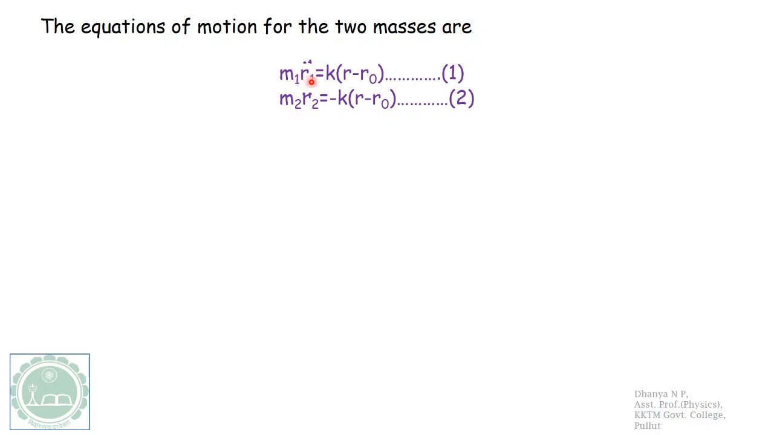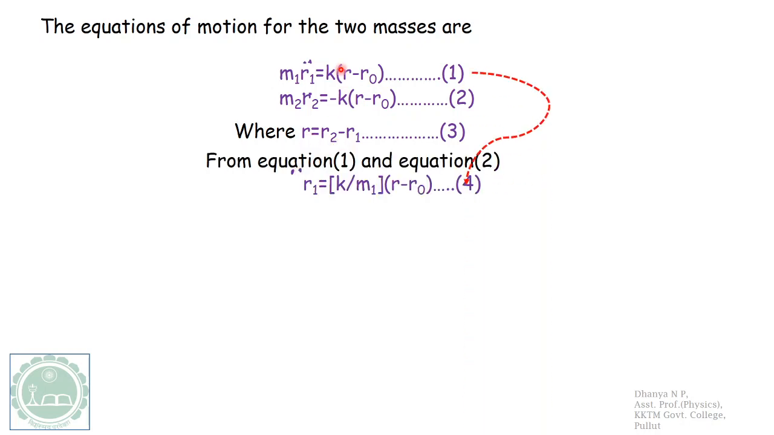This m1 r1 double dot is equal to k into (r minus r0), and m2 r2 double dot is equal to minus k (r minus r0). This minus sign indicates that m1 and m2 are moving in opposite directions. Here r is equal to r2 minus r1. This is taken from the figure.